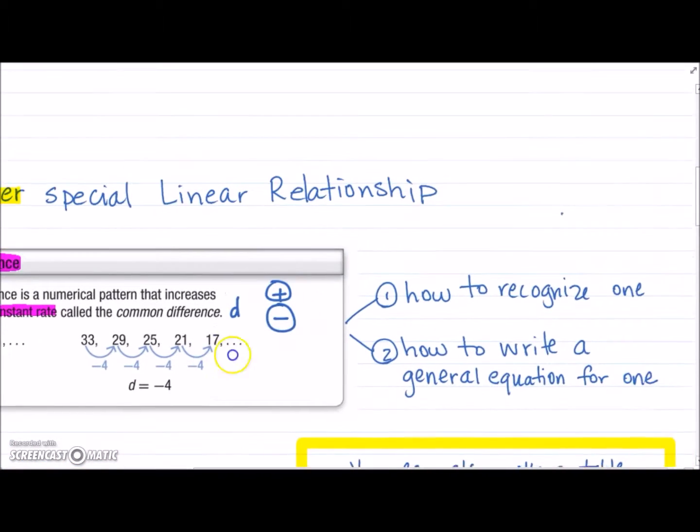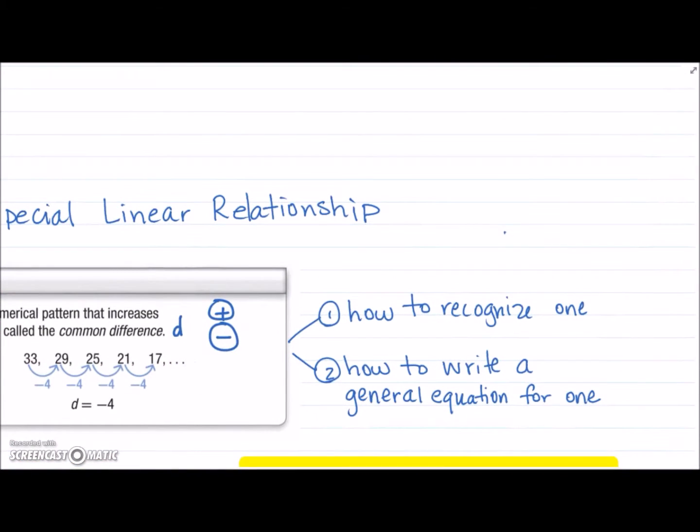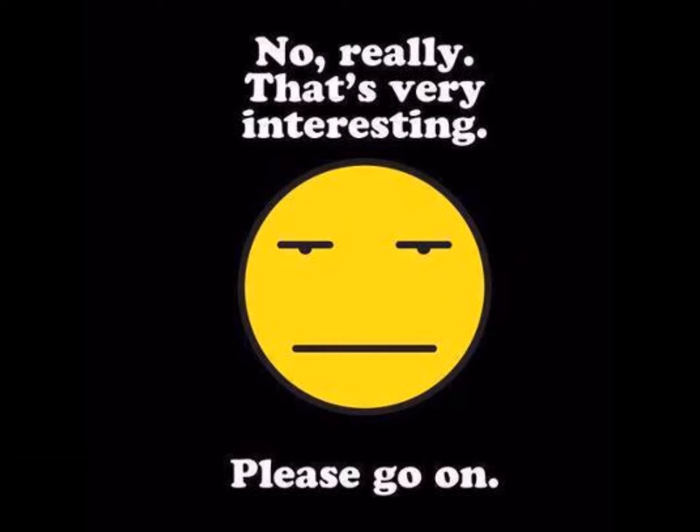So today's lesson, as we talk about these arithmetic sequences, we have 2 main goals. We're going to learn how to recognize if something is an arithmetic sequence or not, and then we're going to learn how to write a general equation for an arithmetic sequence. So that's where we're headed.